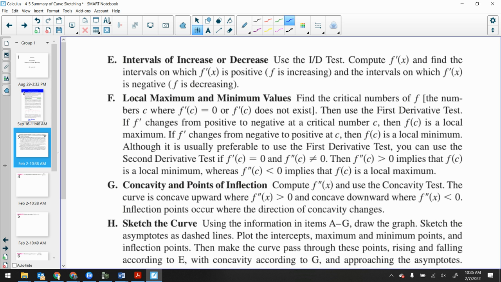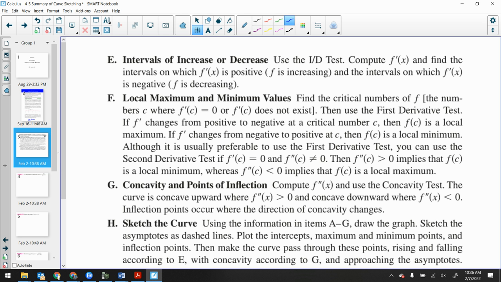Intervals of increase and decrease. We use the ID test, the increase-decrease test, used with the first derivative. We compute f prime of x, find the intervals on which f prime is positive, increasing, negative, decreasing, which will then inform our maximum and minimum values. We can tell whether we have maximum or minimum values by finding the critical numbers of f prime, where f prime of x is equal to 0, or when it does not exist.